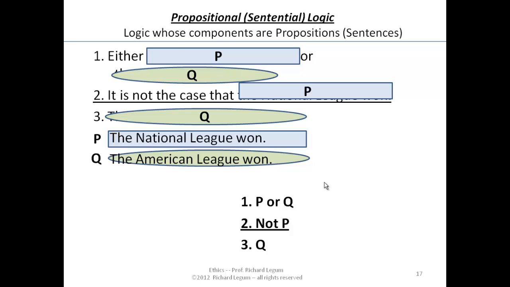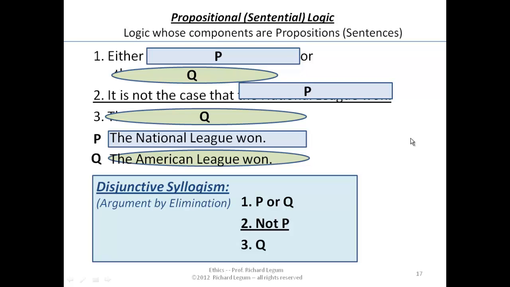That is, either P or Q, not P, therefore Q. And this sounds like a good inference, because P or Q tells you at least one of those two is true, maybe both of them. If that's the case, and P is false, it's not the case that P, then Q has to be true. This is what's called disjunctive syllogism. Feldman calls it argument by elimination. You saw categorical syllogism; this is a syllogism of disjuncts, either-or. Argument by elimination means you have one or two choices. One of them isn't the case, so the other one is. And we see that this is a good form of argument.